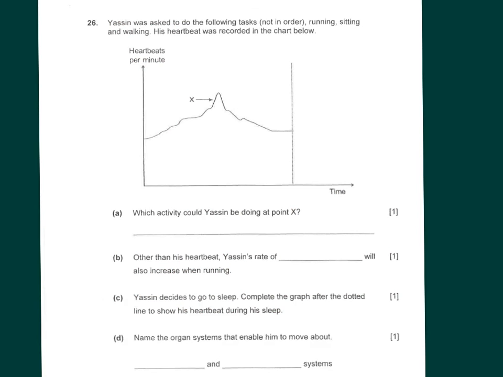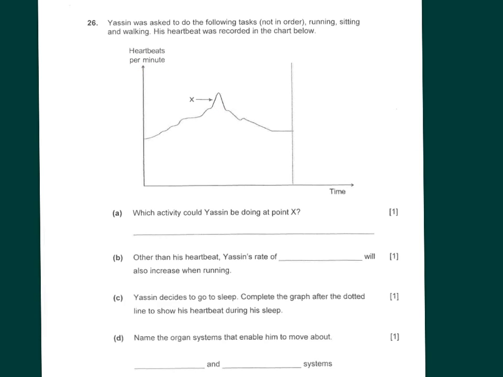Question 26. Yasin was asked to do the following tasks, not in order: running, sitting, and walking, and his heartbeat was recorded in the chart below. So we see that the heartbeat actually went up, then down. So which activity could Yasin be doing at point X? At point X is where you see the highest heartbeats per minute.